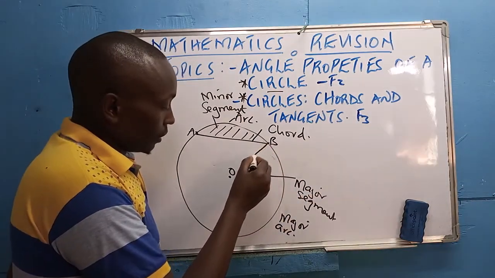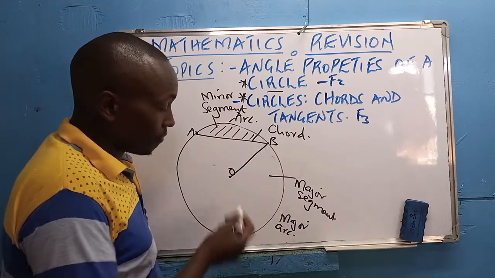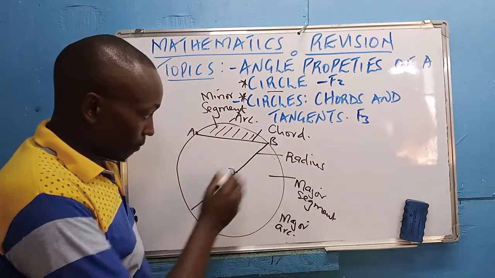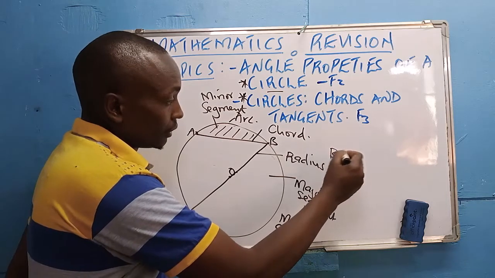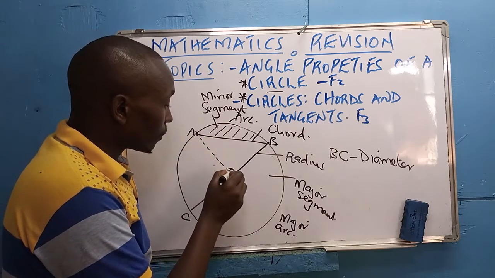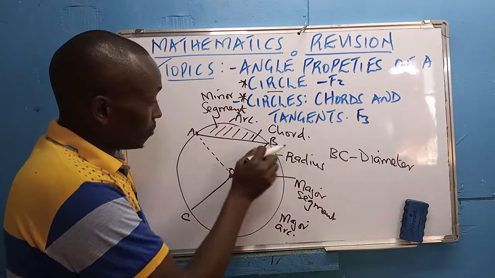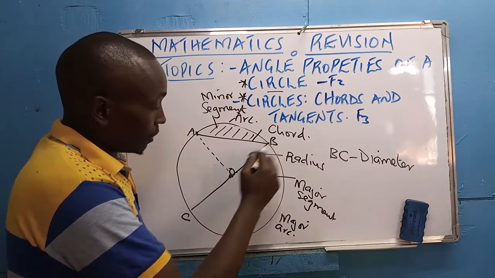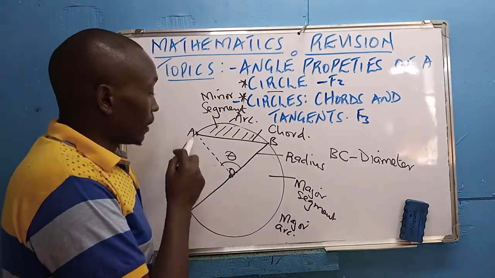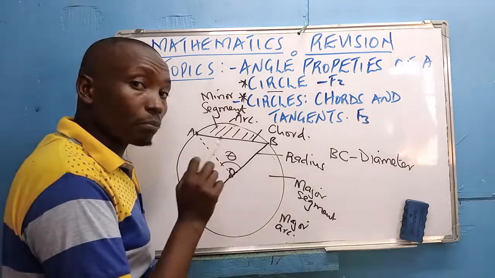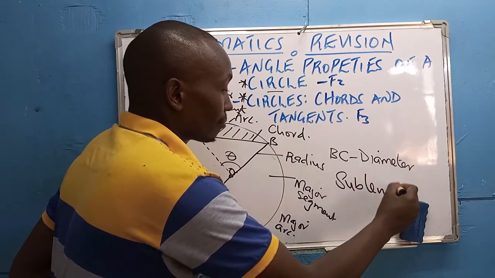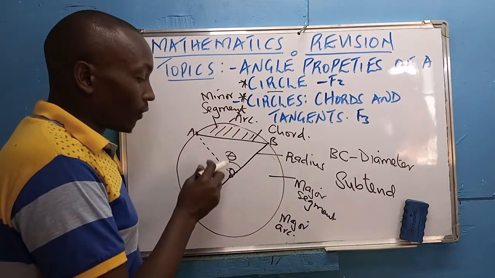A distance from a point on the circumference to the center is basically the radius. If it continues as a straight line to a point C, the line BC is then the diameter. If I have lines joining the chord AB, starting from A to the center and B to the center, an angle is formed. So we say that the chord AB has subtended, and there is a word I will use very many times, subtend, an angle theta at the center.